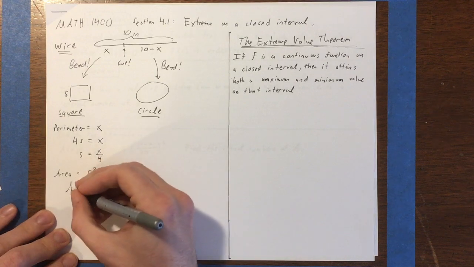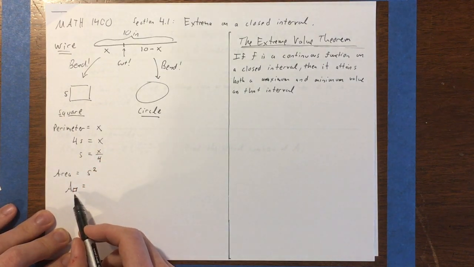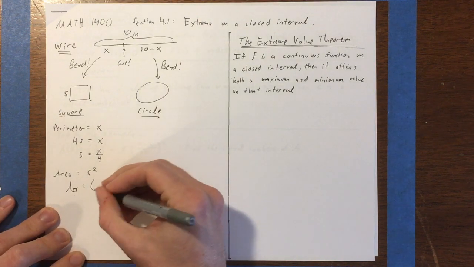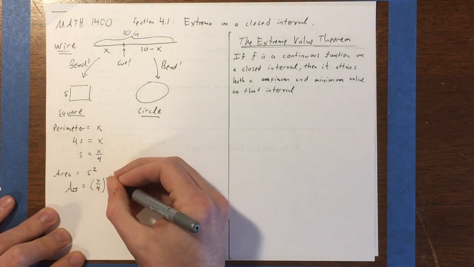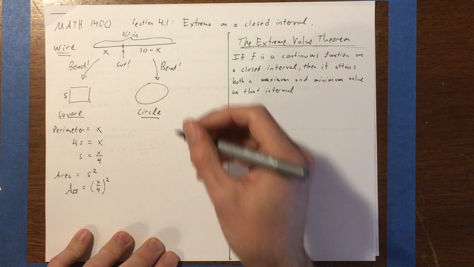So that would be the area of the square. I'm going to represent that with a subscript square, A_square equals (x/4) quantity squared, like that. So there's one of the two areas we want to calculate. Now let's turn our attention to the circle.